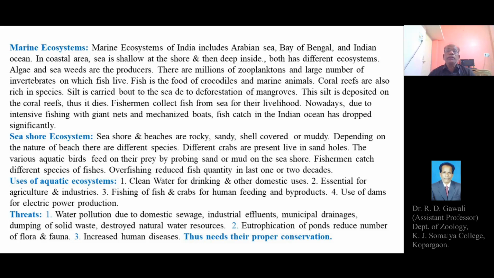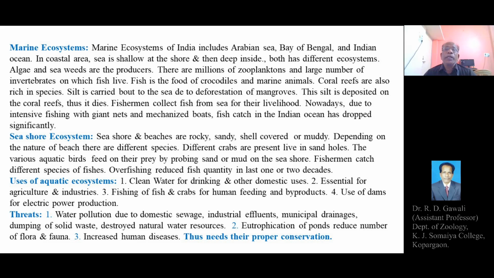Hello everyone. Last time we explained the pond ecosystem. Today we'll explain another type of aquatic ecosystem, that is marine ecosystems. Marine ecosystems mainly contain saline or salty water.